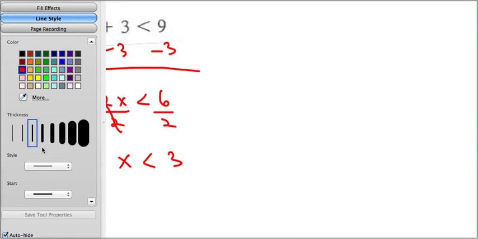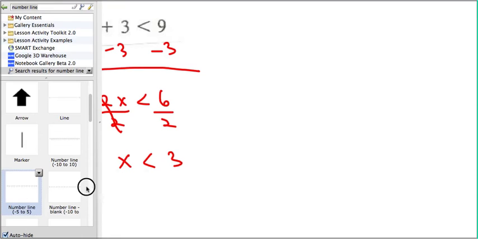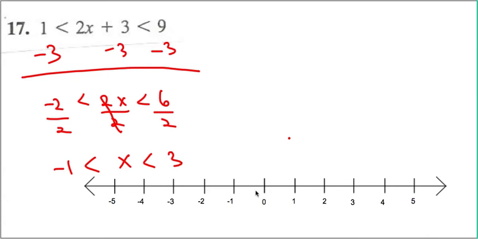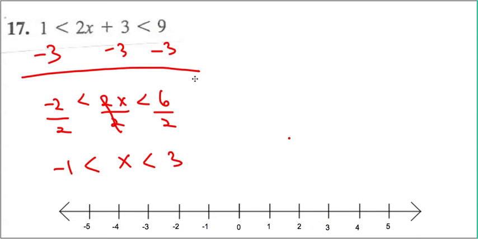So here, then we're going to have -1, 2, 3. -1, 2, 3. That becomes our answer. Alright, let's move on to the next question.